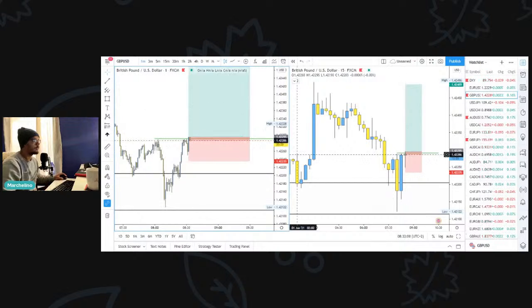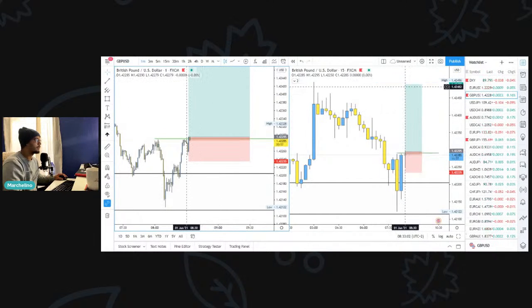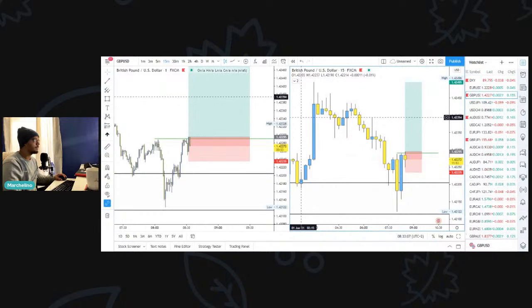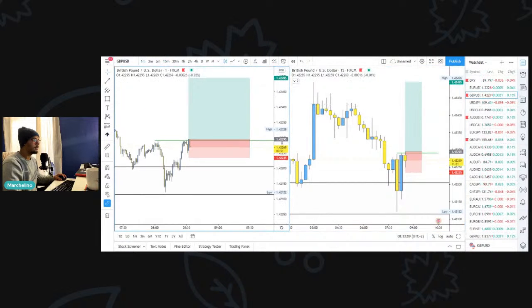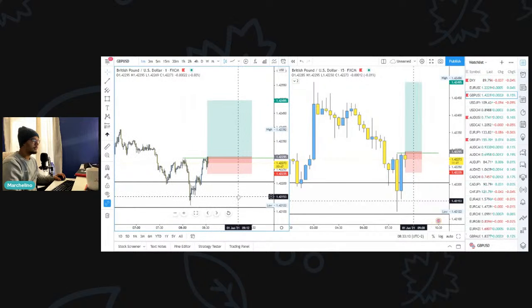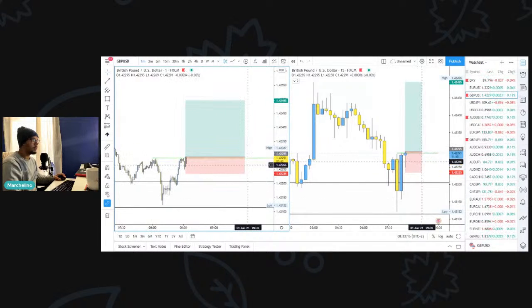Let me screenshot this. I think we can get a 1 to 4 quite easily. But we are in the market, guys. We took our first trade.